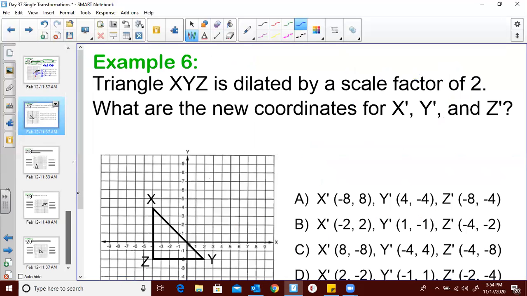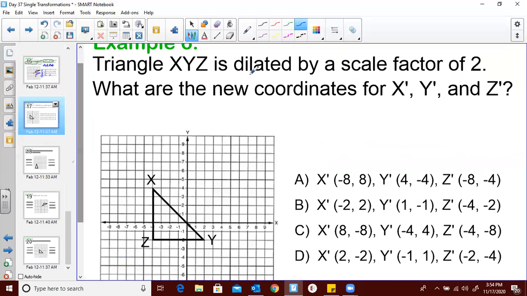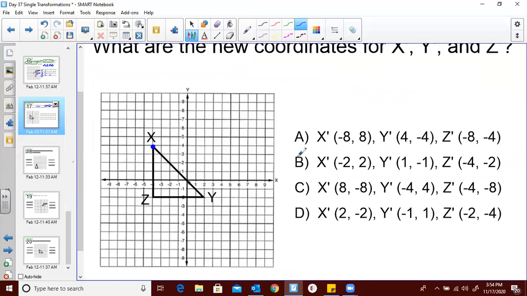All right, so we're going to dilate by a scale factor. We're dilating by a scale factor of 2. What are the new coordinates for x, y, z? So again, let's just pick one point. Let's start with x. You could pick any point you want to start with. I need to figure out what point that is. So that's 1, 2, 3, 4. So that's going to be x. It's going to be -4. I'll come up 1, 2, 3, 4.